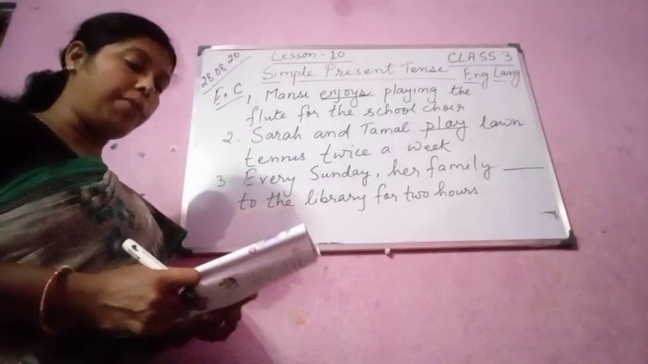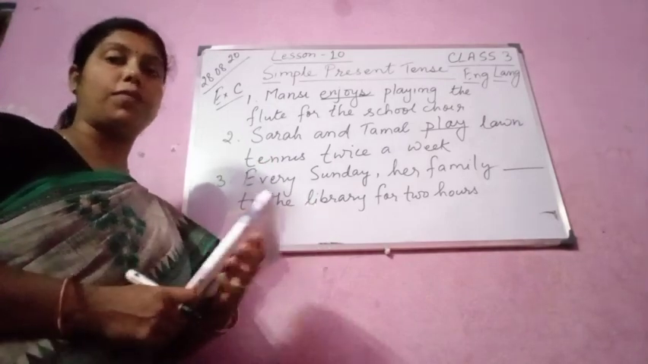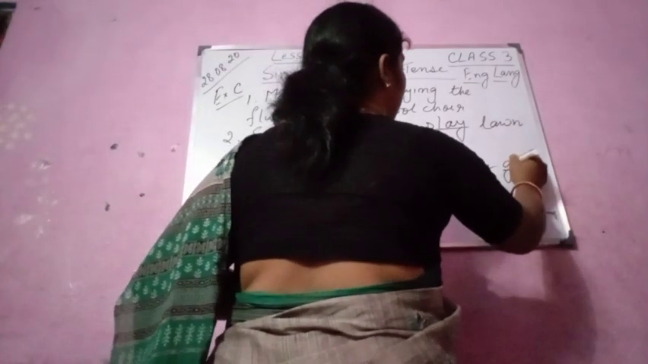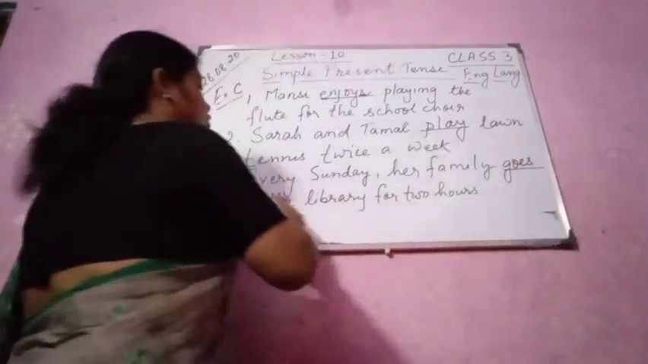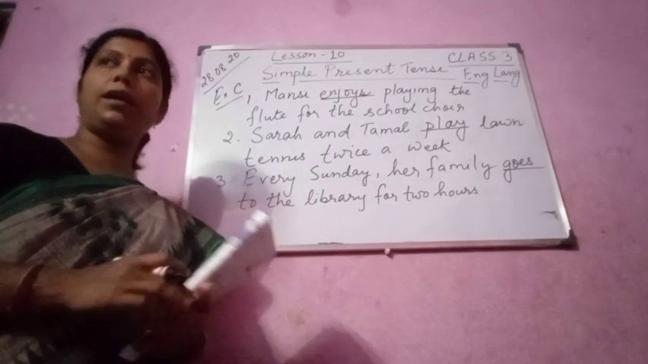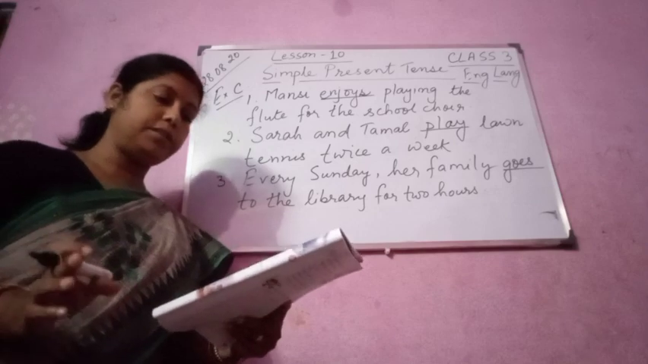Every Sunday, her family, the verb which is given here, that is go. So what will be the answer? It will be goes. Every Sunday, her family goes to the library for 2 hours. Okay? Alright?